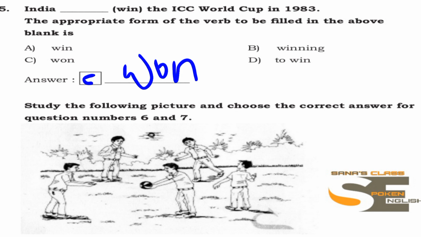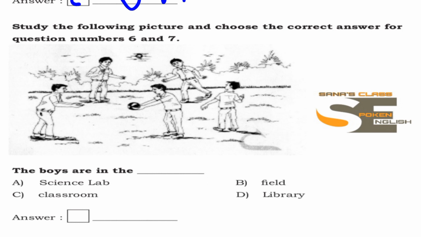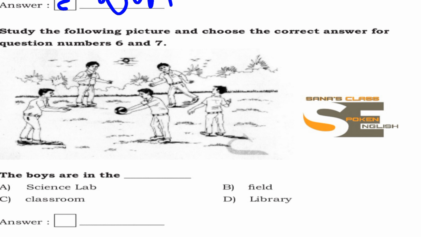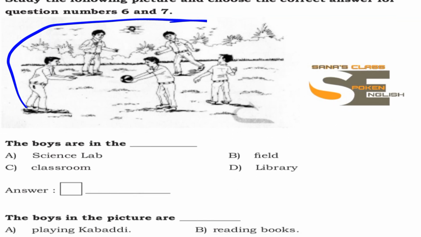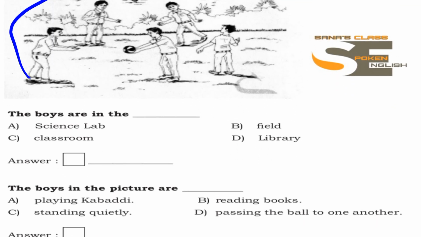Study the following picture and choose the correct answer for question numbers 6 and 7. Before you write the answer for 6 and 7, you should look at the picture given here. Got it? See here, we can find children, right? They are playing. Where are they? They are in the field. They are passing the ball to each other, right? You can find the answers over there. There are birds, everything you can find. The weather is calm, everything. So now look at the question. Look at question number 6. Question number 6 is, the boys are in the dash. Are they in the science lab?